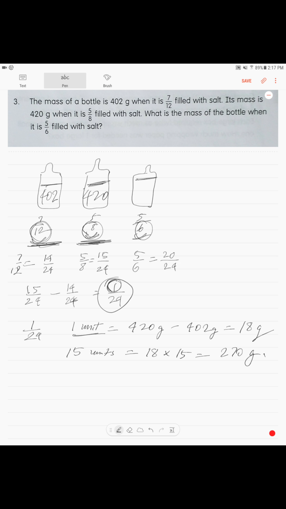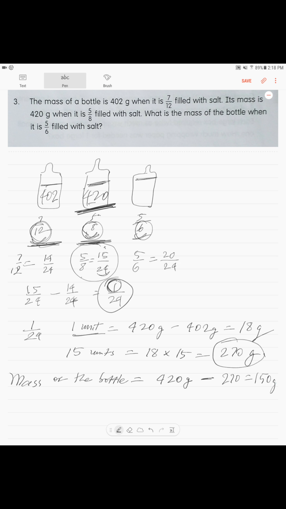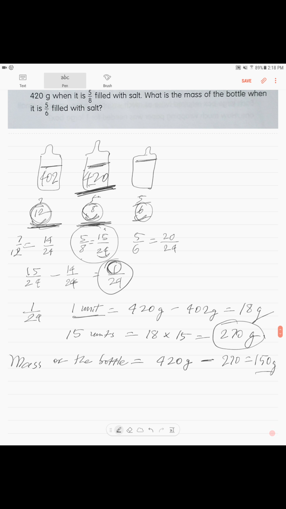270 grams. So we can calculate the mass of the bottle itself, right? We're looking at this bottle right now, right? So mass of the bottle. Mass of the bottle is 420 grams, right? This bottle with sand, minus, we just found this sand. 5/8 sand, 15/24 sand, 270 grams, which is 150 grams. This is the mass of the bottle, right?